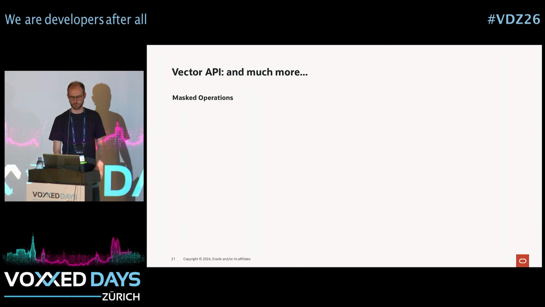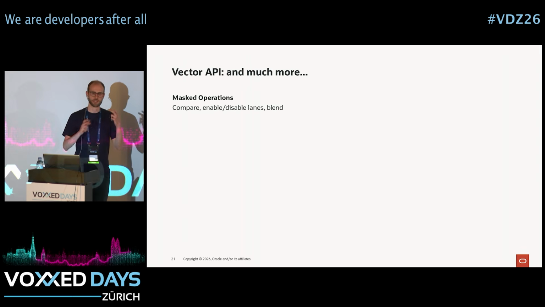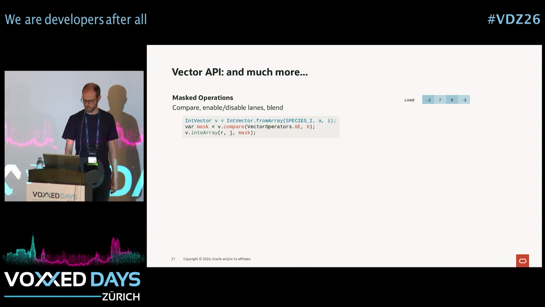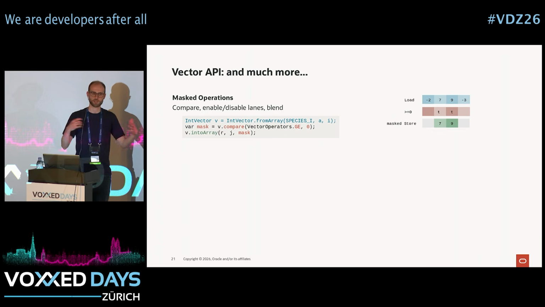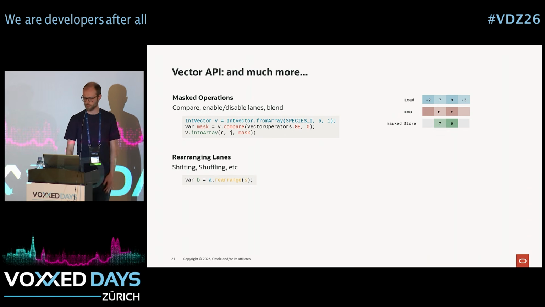So there are masked operations. We'll see a bunch of examples for that. So it's about making comparisons and enabling, disabling lanes and blending together results. So for example, you might load a vector of data, then compare which values are larger or equal to 0. You get a true or a false per lane, and then you can use that to do some sort of masked operation like a masked store that only stores those entries that have a true value and the other values stay untouched. You can rearrange, shift around data.